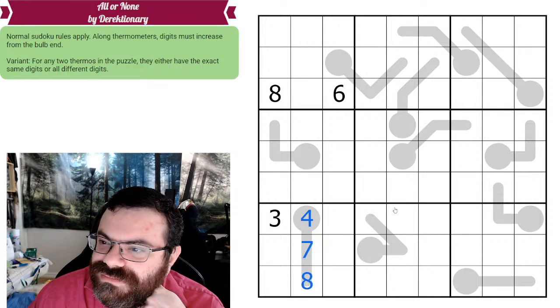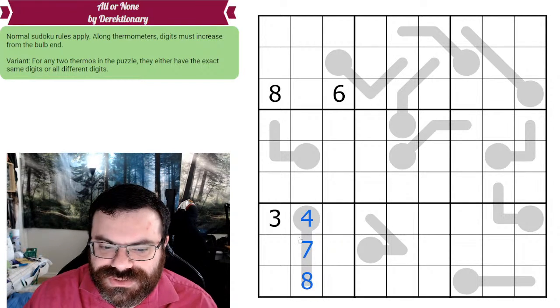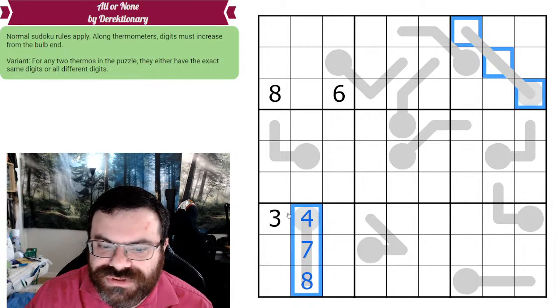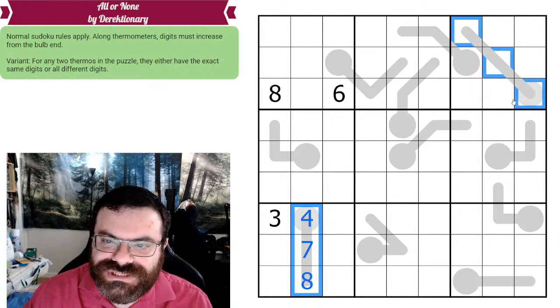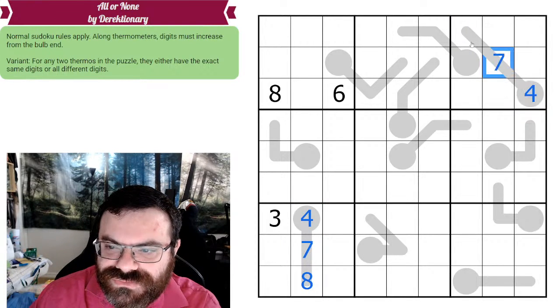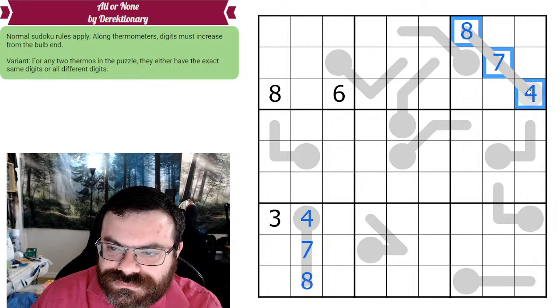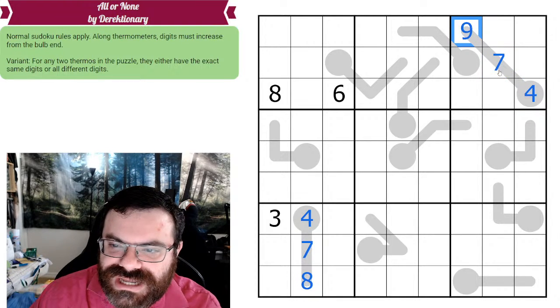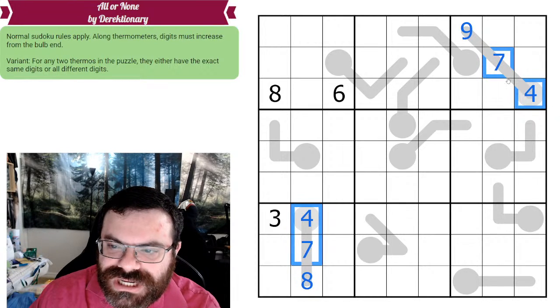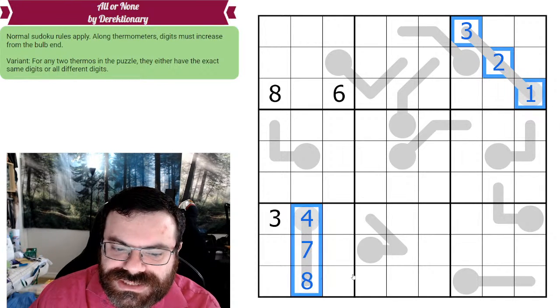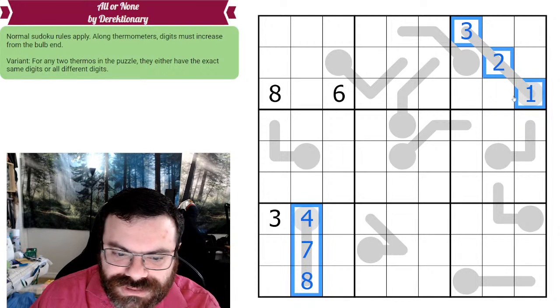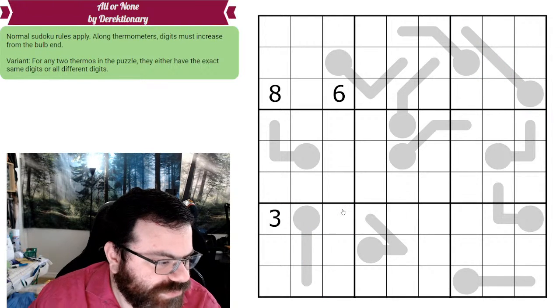So in addition to that, for any 2 thermometers in the puzzle, so say this one and this one, they either have the exact same digits or all different digits. So I could put the exact same digits, 4, 7, 8, on this thermometer, or they have to be completely different digits. So I couldn't do 4, 7, 9 because the 4 and the 7 match. So I'd have to do, say, maybe 1, 2, 3, and then now that has distinct digits with that one. So those are the rules.